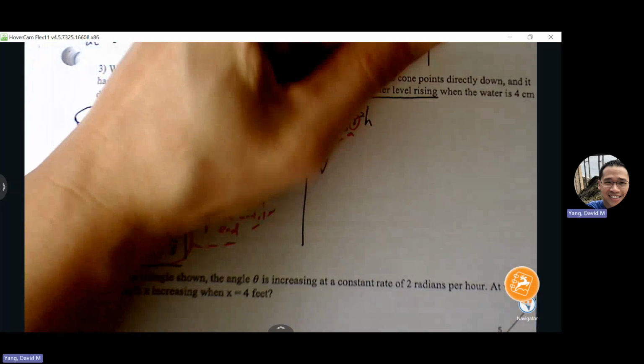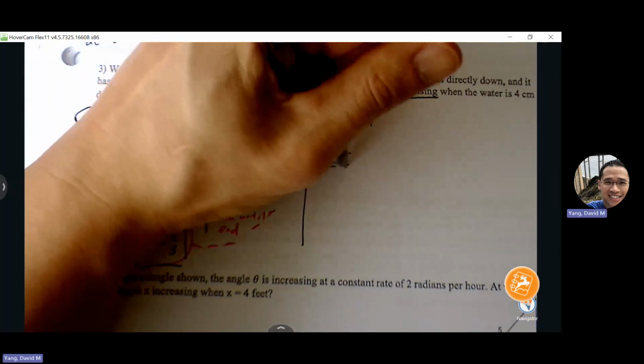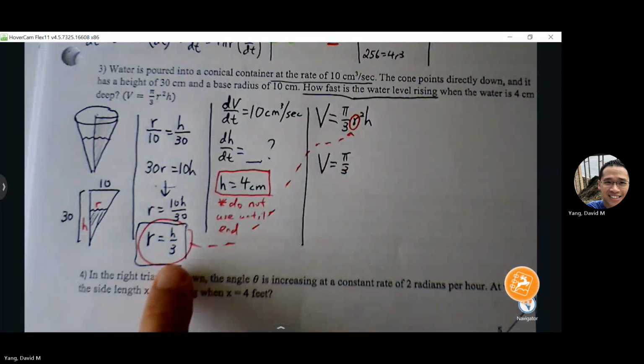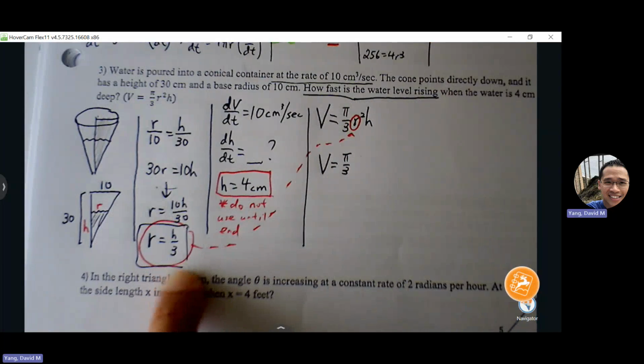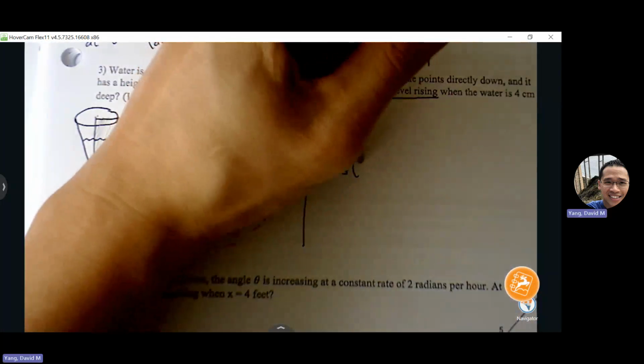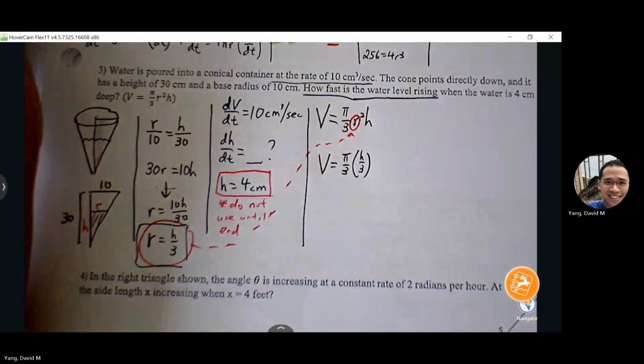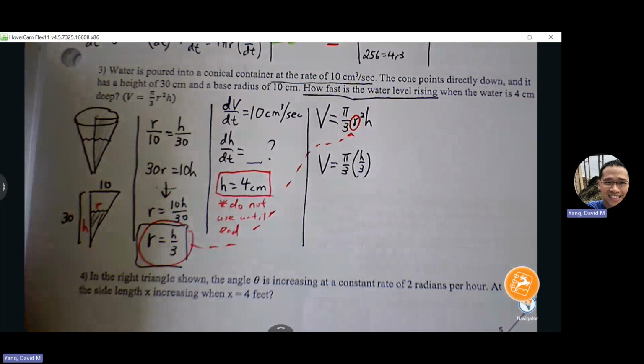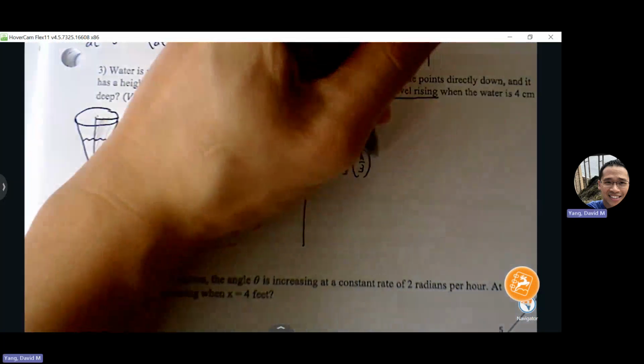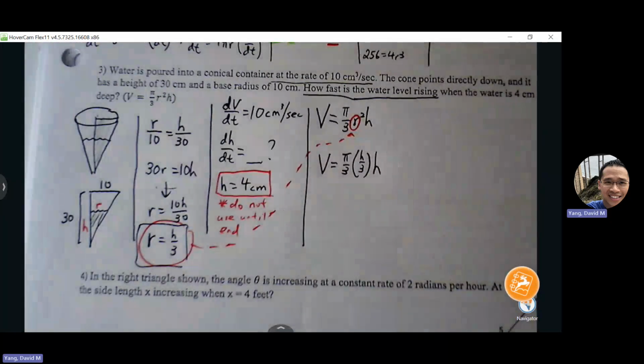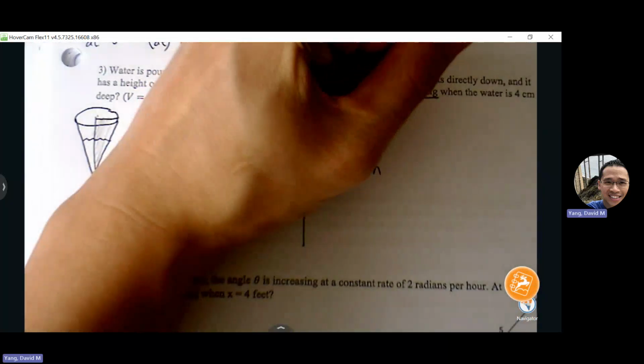Let's rewrite our equation. V is equal to pi over 3. R gets replaced with h over 3. Don't forget the what? Anything else we need to include? The square, yeah. So sometimes we forget about the squared here.